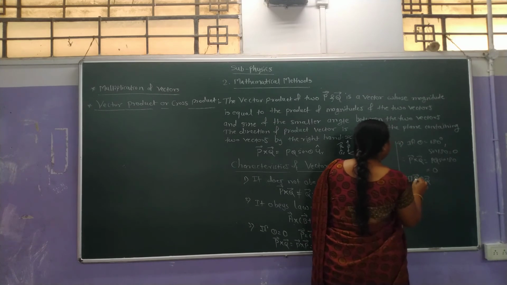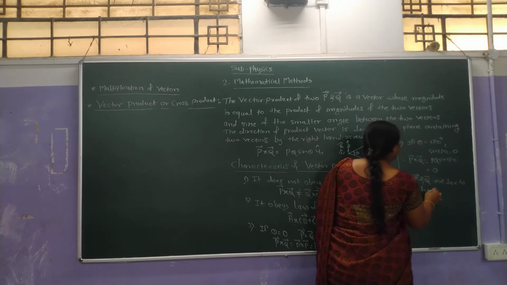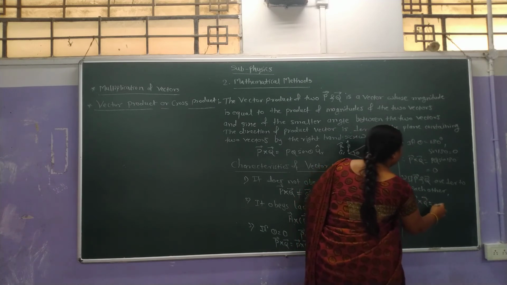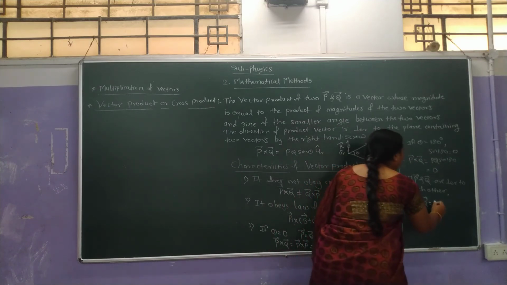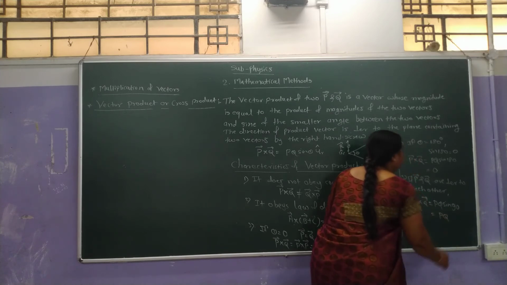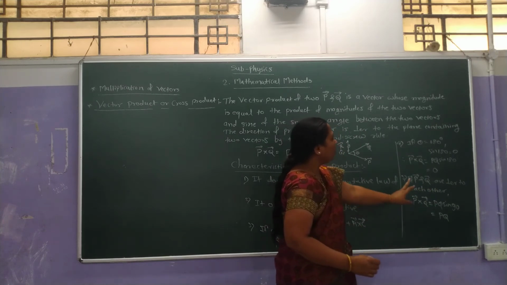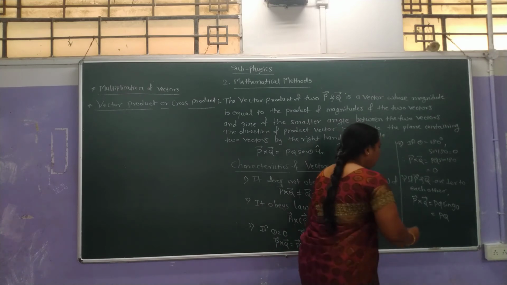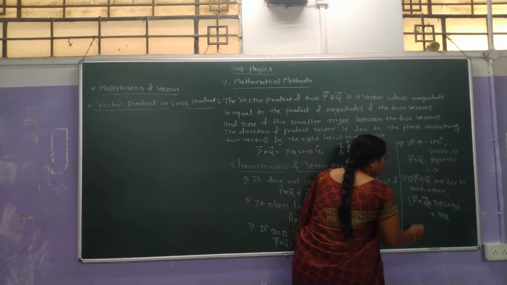Fifth, if p vector and q vector are perpendicular to each other, then p cross q is equal to p q sine 90, and sine 90 is 1. By using that characteristic, the magnitude of the vector product, magnitude of p cross q, is equal to p q.